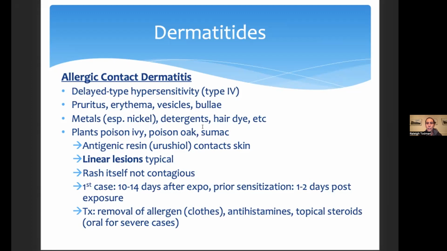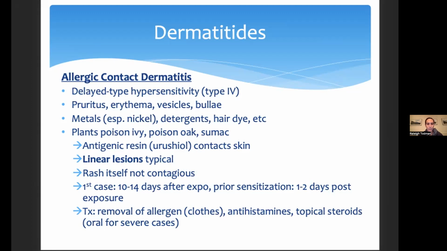Also detergents, hair dye. A lot of times in the ED, we see people who have their lashes done with dye, and then they end up with a dermatitis around their eyes. So all types of allergic contact dermatitis. Another type is poison ivy, poison oak, and sumac.